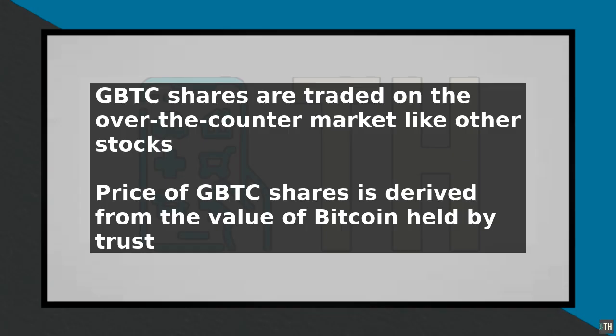One key concept to understand is the premium or discount to net asset value. The net asset value of GBTC is the total value of the Bitcoin held by the trust divided by the number of outstanding shares. If the market price of GBTC shares is higher than the net asset value, it is said to be trading at a premium. Conversely, if the market price is lower than the net asset value, it is trading at a discount.